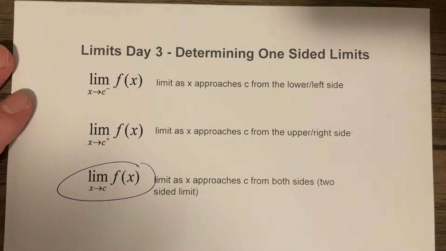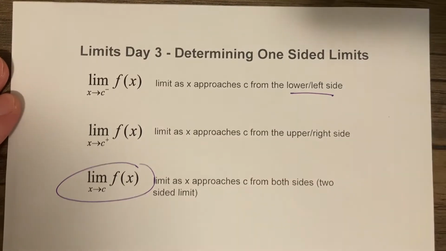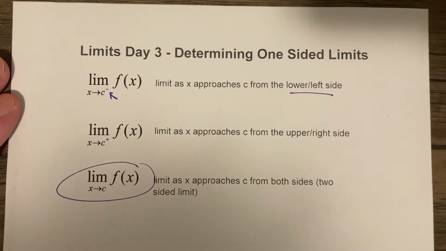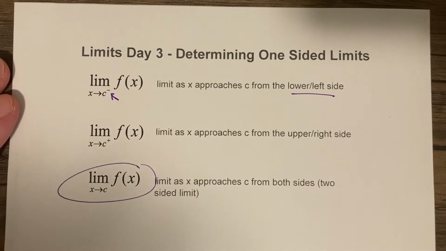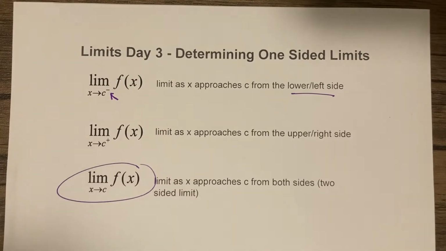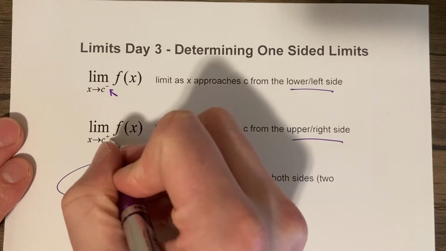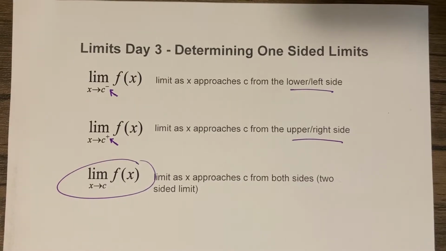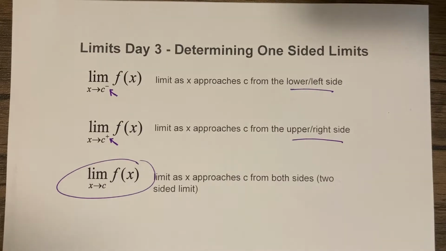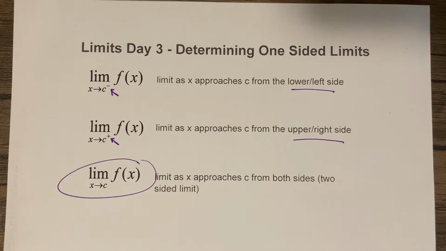So the notation here: if we're approaching from the lower or left side, in the limit, the number that we're approaching is going to have a little negative. It looks like a negative exponent, but it's just to denote that we're approaching from the left. And if we're approaching from the upper or the right side, then we have the positive. So negative means approaching from the left, positive means approaching from the right. And then no symbol is what we talked about last week, the two-sided limit.